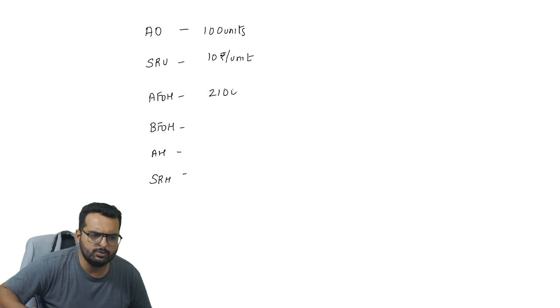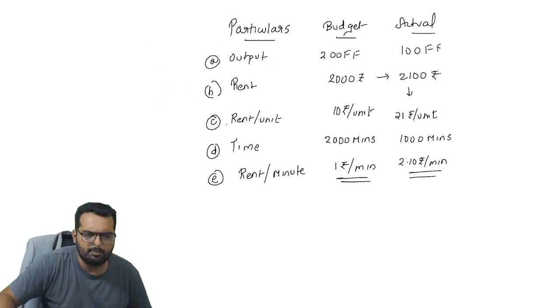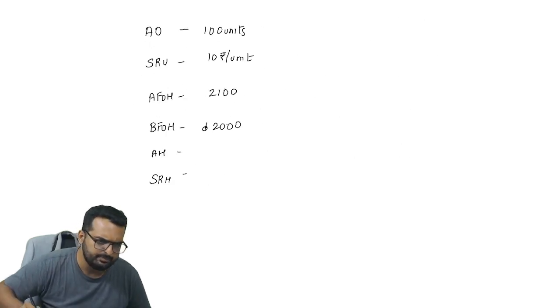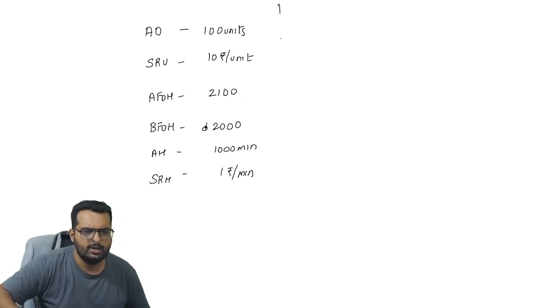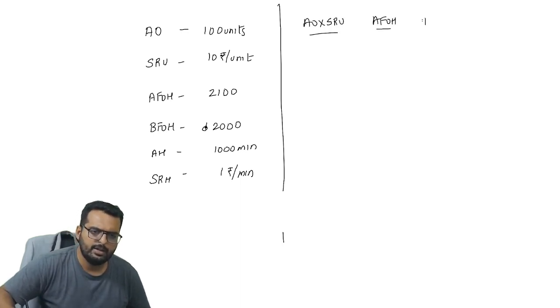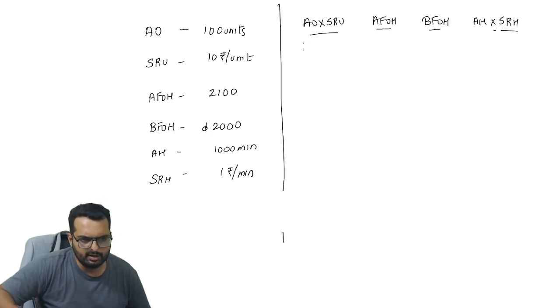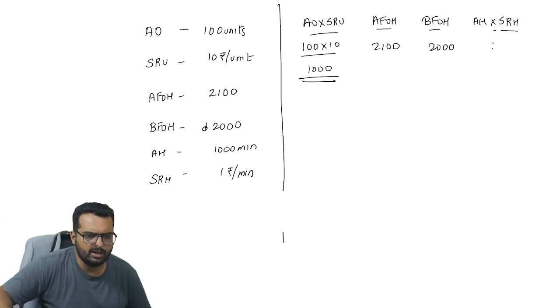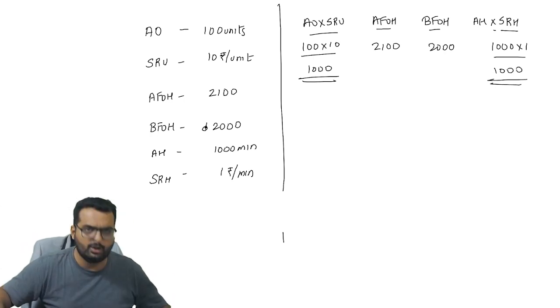Actual fixed overhead was 2100. Budgeted fixed overhead was how much? 2000. Actual hours, how much have they taken, friends? 1000 minutes. And this is going to be 1 rupee per minute. Once we have all this, we can put up a table like this. AO into SRU, AFOH, BFOH, AH into SRH. So here it will be 100 into 10. What is the answer you get over here? 1000. Here you will get 2100. 2000. And what about the last one? 1000 into 1. That will again be 1000. Logic and all I will tell you, because you write down till here in your books.